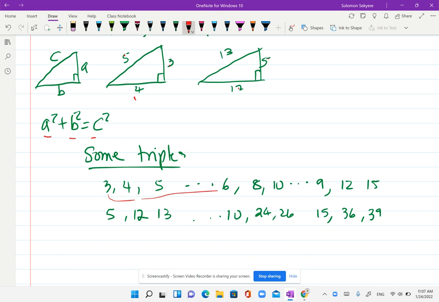These are triples. So if you see any right triangle and you have two of the sides that are 4 and 5, then the third side will be 3. If you have 3 and 4, the third side will be 5. Same thing over here. If you have 12 and 13, the third side will be 5.